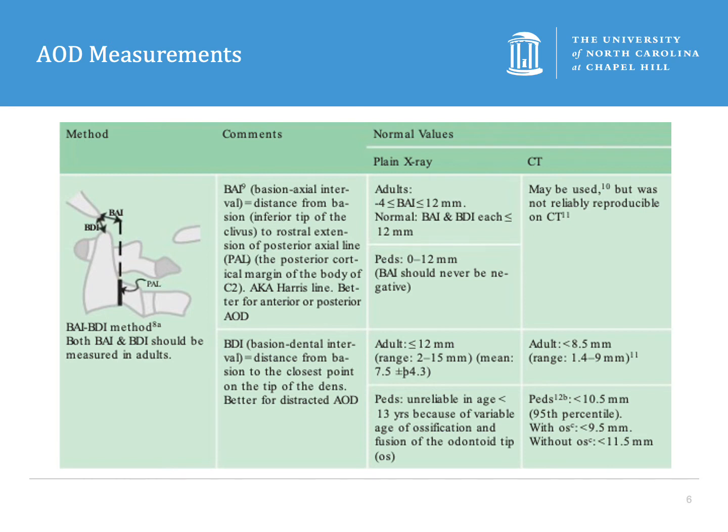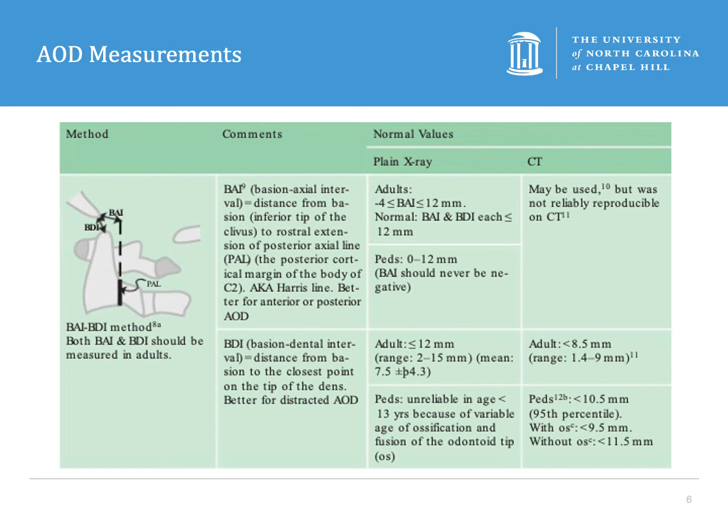The two major measurements we use to diagnose AOD are the basion-dens interval, or BDI, and the basion-axial interval, or BAI. The BAI is measured from the tip of the basion to the rostral extension of the posterior axial line, which is the line from the posterior margin of the body of C2. That's better for anterior or posterior displaced AODs, and that's typically determined by X-ray. In adults, it's between -4 to 12 millimeters, and in peds, it should be less than 12 millimeters.